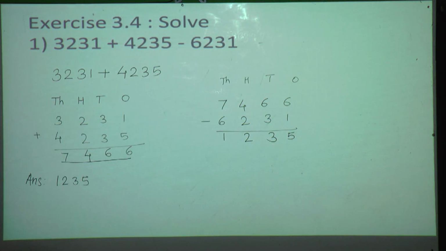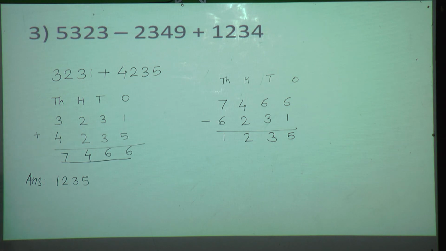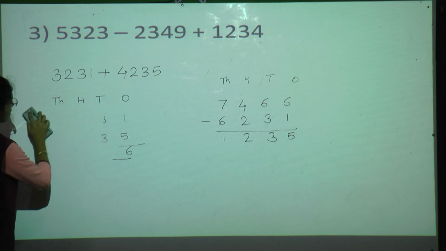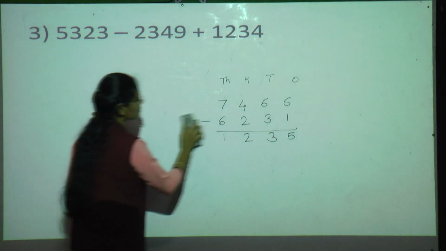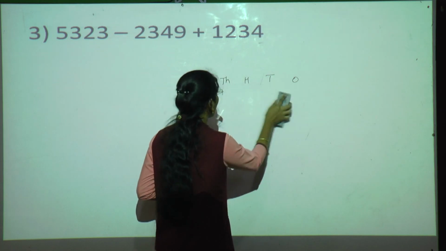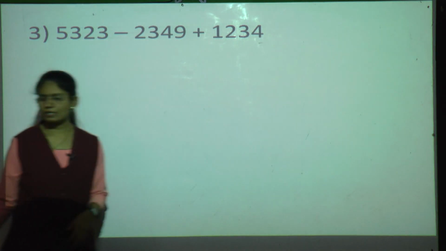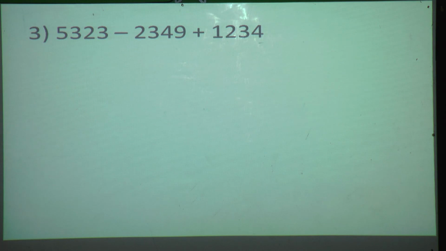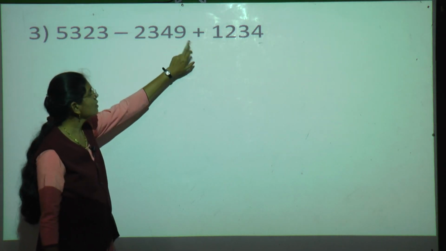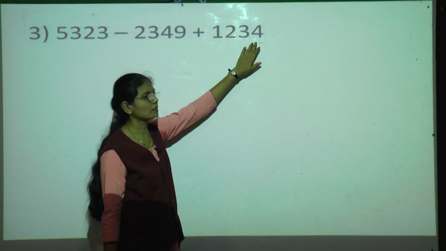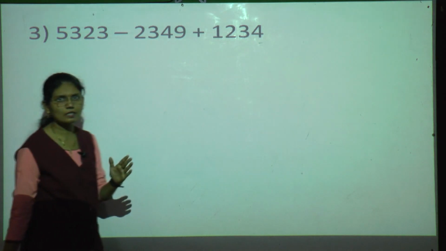Okay, then we will see the third one. See, in the exercise there are a total of 10 sums. Out of these 10 sums, we will see the odd number sums. So we will see the third number now. What is the third question? 5323 minus 2349 plus 1234. What is our first step?